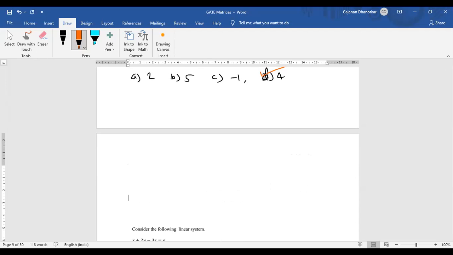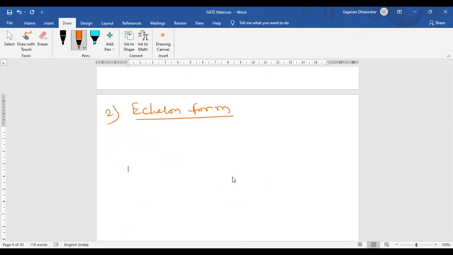Find out this rank of matrix by using echelon form. What is echelon? I have any matrix. To find out echelon form means we have to make the elements below the diagonal elements 0. I have this matrix A: A11, A12, A13, A14, A21, A22, A23, A24, A31, A32, A33, A34.